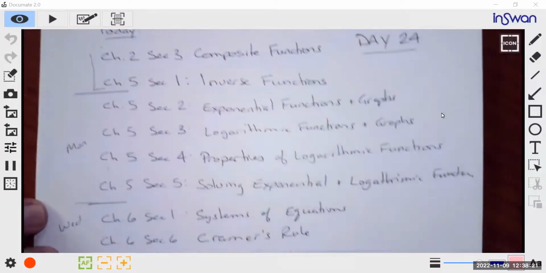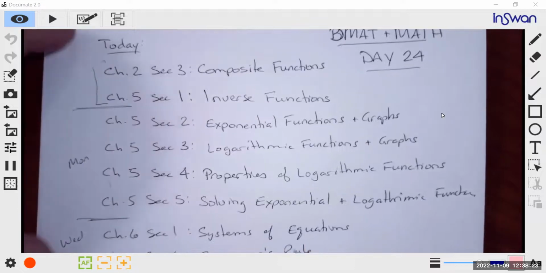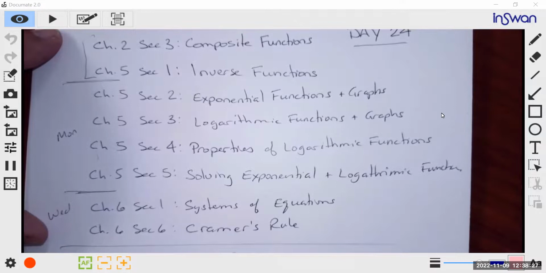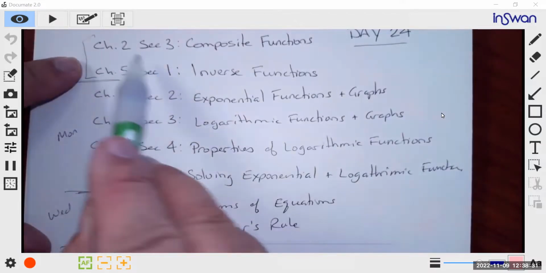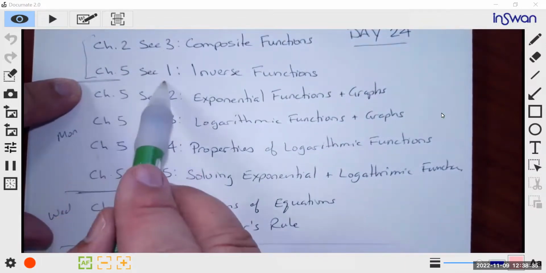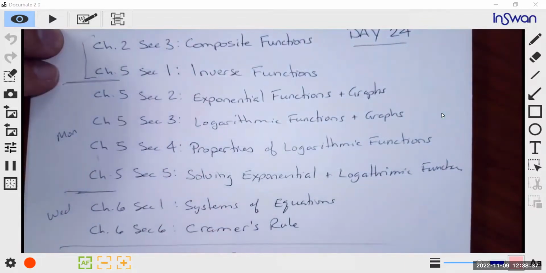All right, so as I talked about earlier, the rest of the semester looks like this. We're covering these chapters, these 8 sections. Today, we're going to cover section 2.3, chapter 2, section 3, chapter 5, section 1. These go together very well.